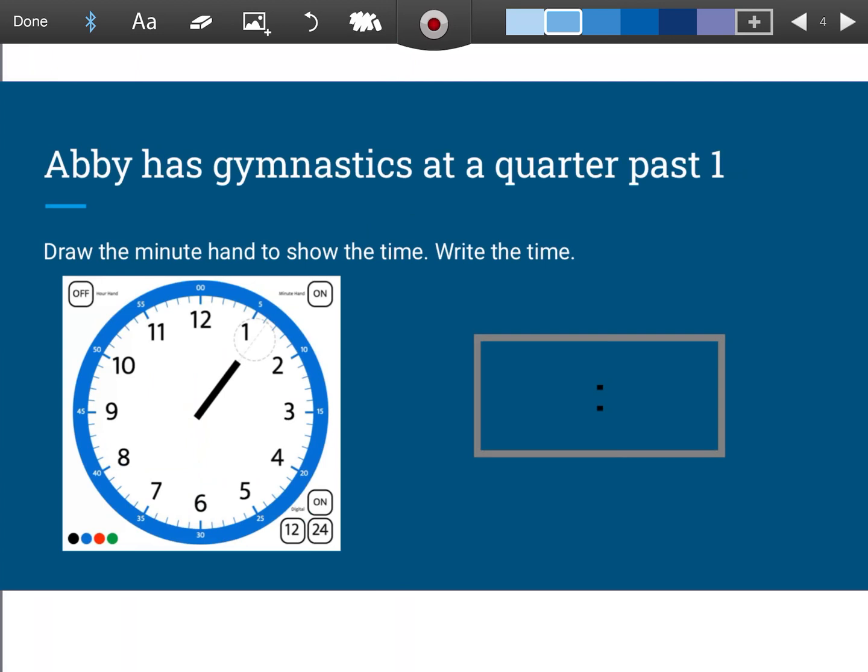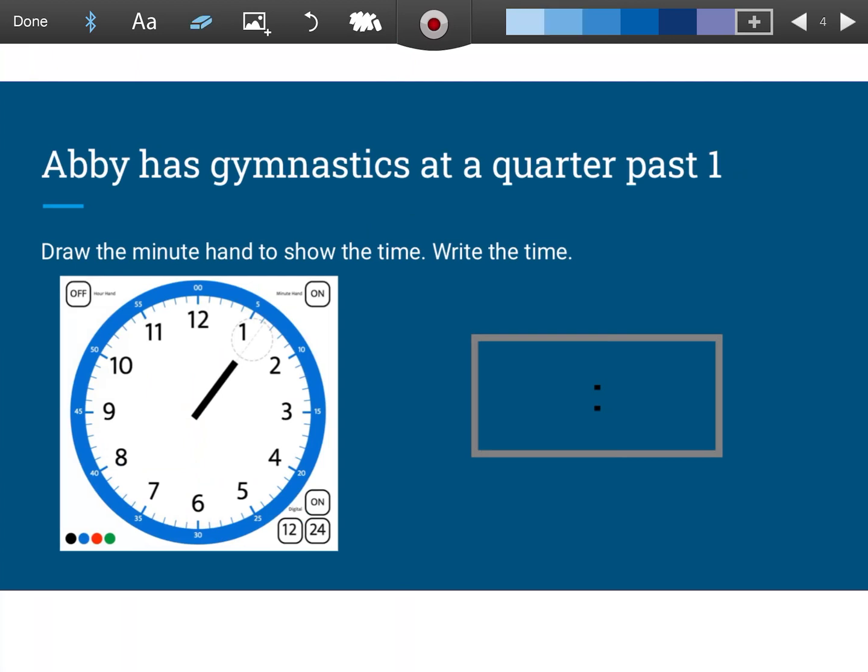Let's look at this one. It says Abby has gymnastics at 1:15. So this is a little bit tricky. So a quarter means broken into 4. We can think of like how we have 4 quarters in a whole dollar. So we break that into 4. So if we broke this clock into 4, just like this, we have 1 space, 2 space, 3 space, 4 space. We have 4 quarters.